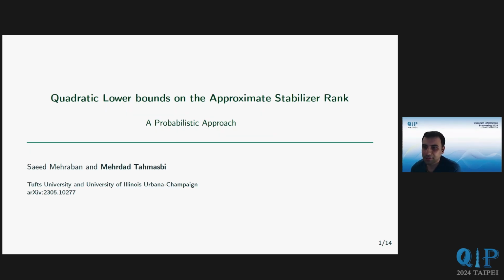Unfortunately, I cannot be there, but today I'm going to talk about quadratic lower bounds on stabilizer rank. This is joint work with Said Mehraban, who was my previous supervisor, and you can find our paper on arXiv.